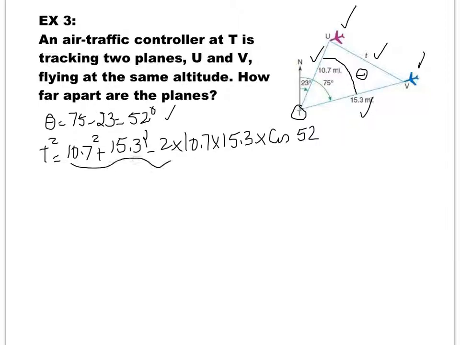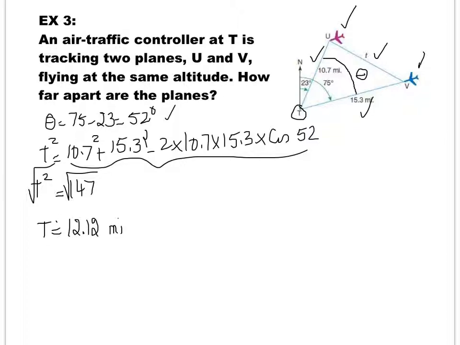If you simplify this one, you get t squared is approximately 147. So t, if you take the square root of both sides, is going to be about 12.12 miles. So we found the distance between the planes is 12.12 miles.